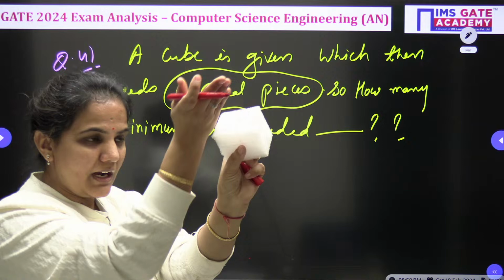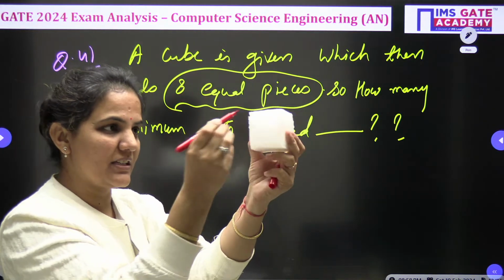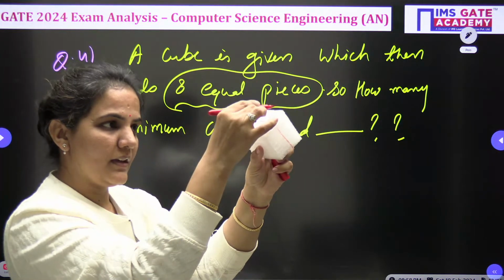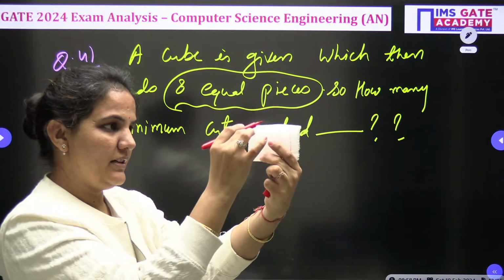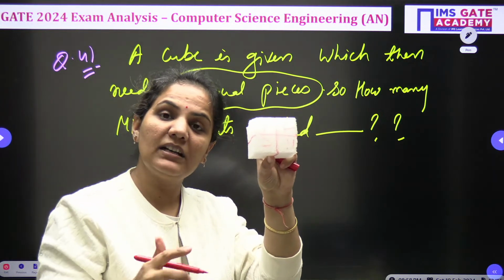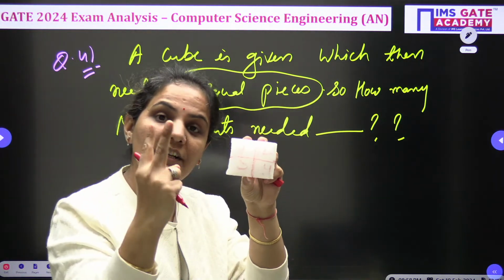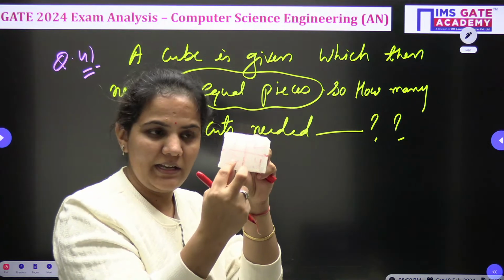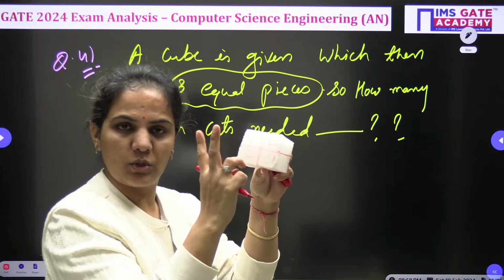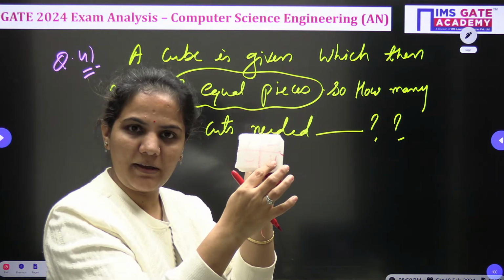So the first means the complete one, and it will look like this when I am doing the cut. I have it here and here also. So when I do only 2 cuts on this face, it will be converted into 4 pieces: 1, 2 cuts, so 1, 2, 3, 4 pieces I have.